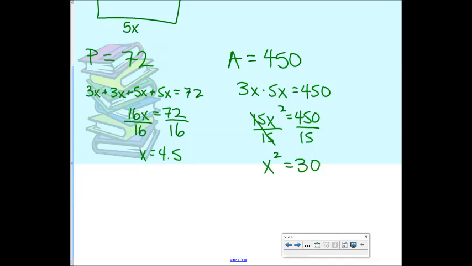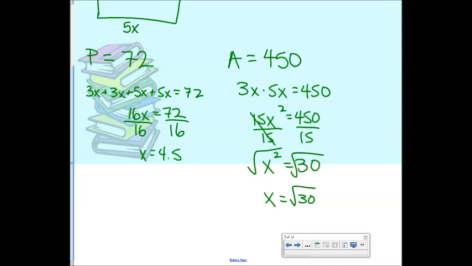Don't overcomplicate it. We're not going to factor. We don't have to factor. Just take the square root. So x equals the square root of 30. And that's it. And the reason I don't simplify it anymore is because 30 is not a perfect square. So I'm done. I don't have anything else to do. Okay, so x is the square root of 30.